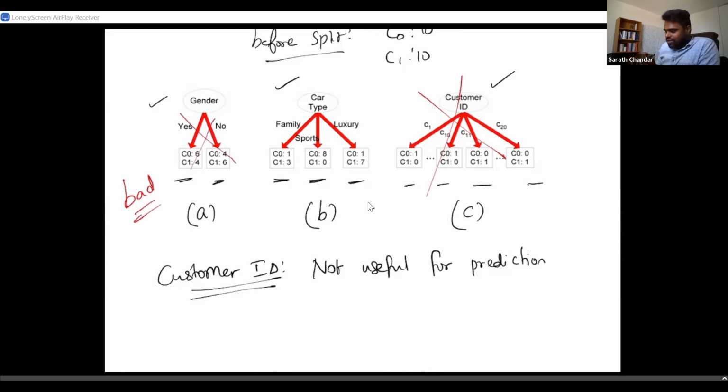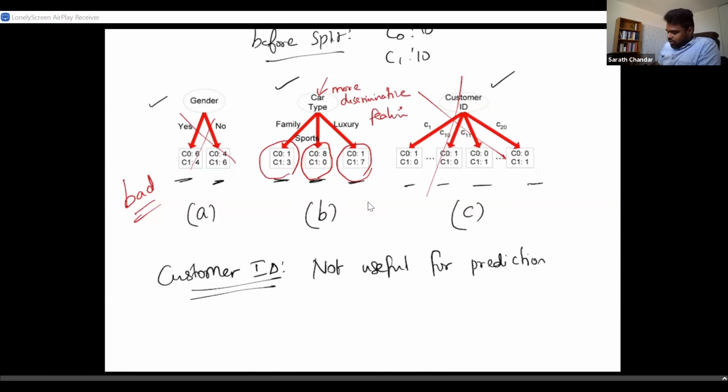Now, on the other hand, if you consider car type, it is more discriminative, because you can see that when the car is a sports car, it is 100% class 0. When the car is luxury, it's almost 100% class 1, right? Similarly for family car, about three-fourths of the time it is class 1, right? So this seems to be a more discriminative feature.